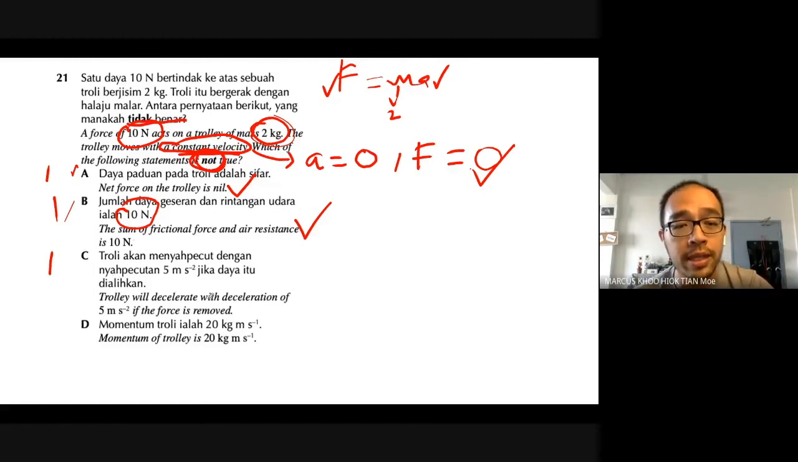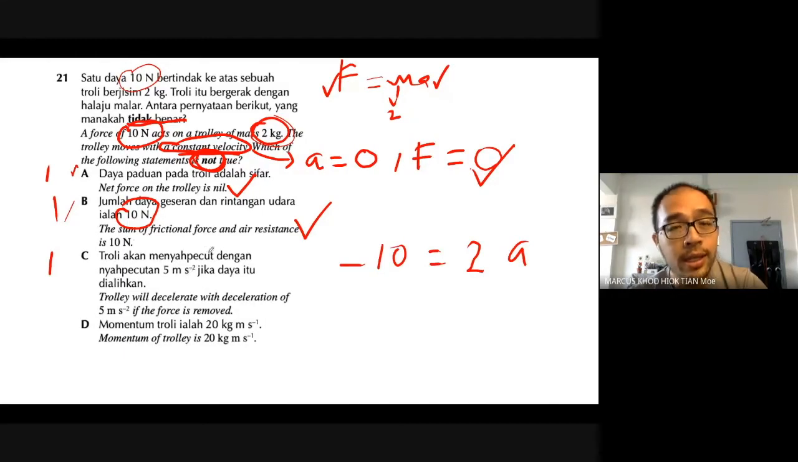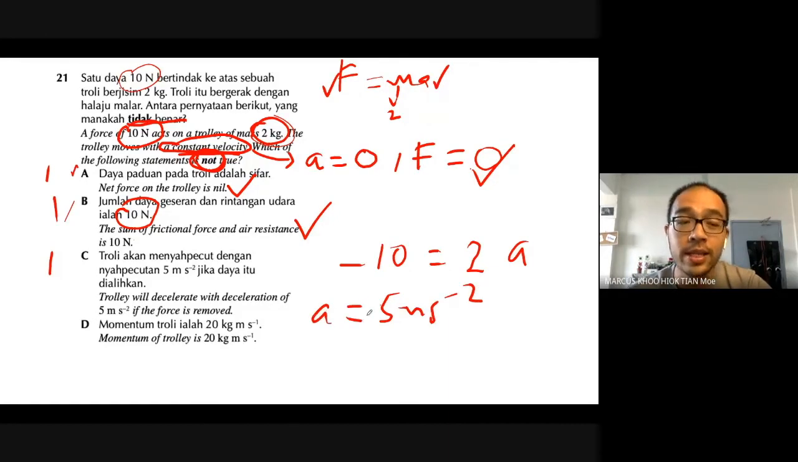They said the trolley will decelerate with a deceleration of 5 meters per second if the force is removed. If this force is removed, how much is the frictional force? The frictional force will be negative 10 newtons, equals to 2 times a. If we remove the force, then this is a situation of unbalanced forces because there is already a frictional force. So according to this calculation, the acceleration should be 5 meters per second squared, because 10 divided by 2. So it seems that C is also correct. So for the people that answered A, B, C, is the answer really D?